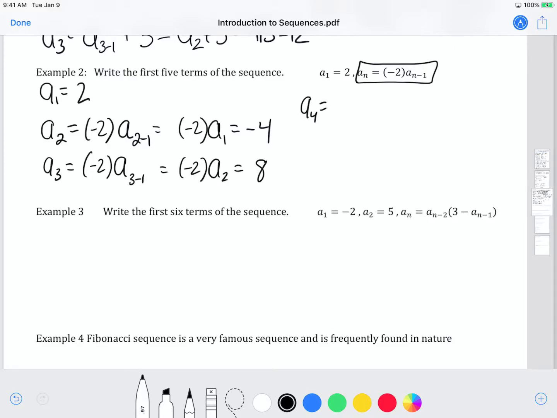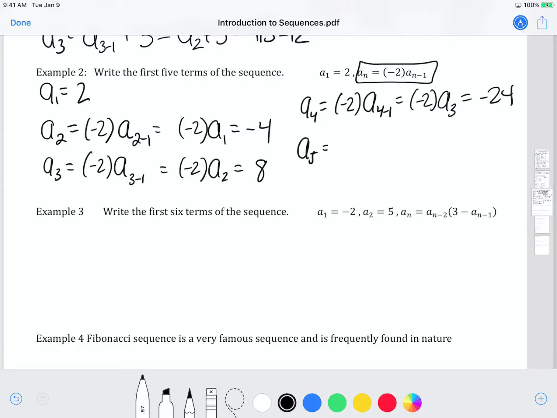A4 means I'm going to plug in 4 for n now, so I have -2 times a, 4 minus 1, which means I'm going to take -2 times a3. A3 is 8, so I'm going to take 8 times -2, which is -24.